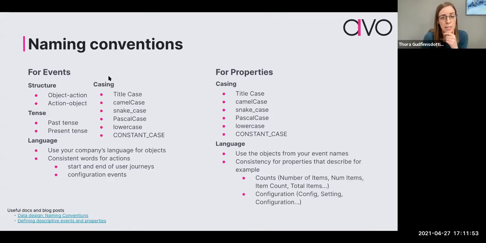Then there's the casing. There are many different casings out there, and these are just examples of a few of them. The important thing is to pick one and be consistent with it. You can have one casing for your events and another casing for your properties, but in the end, this is all string, so it doesn't matter. I would recommend picking something that is human readable. I like, for example, title case, because it's really human readable, as opposed to camel case, which is a little bit less human readable, in my opinion.